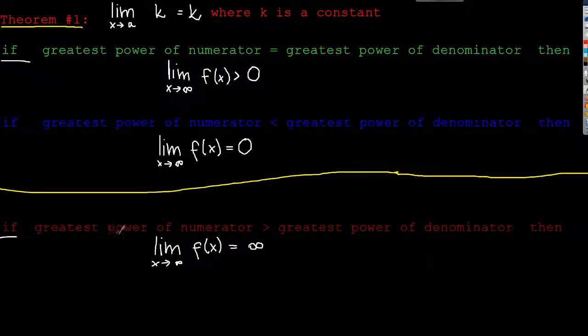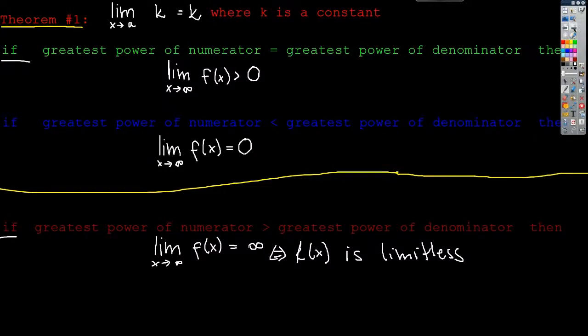If the greatest power of the numerator is greater than the greatest power of the denominator, then the limit of that function where x approaches infinity will be equal to infinity itself. This actually means that the function of x is limitless, which means that it doesn't have a limit, and we write this as the limit is equal to infinity. So let's see what that means.